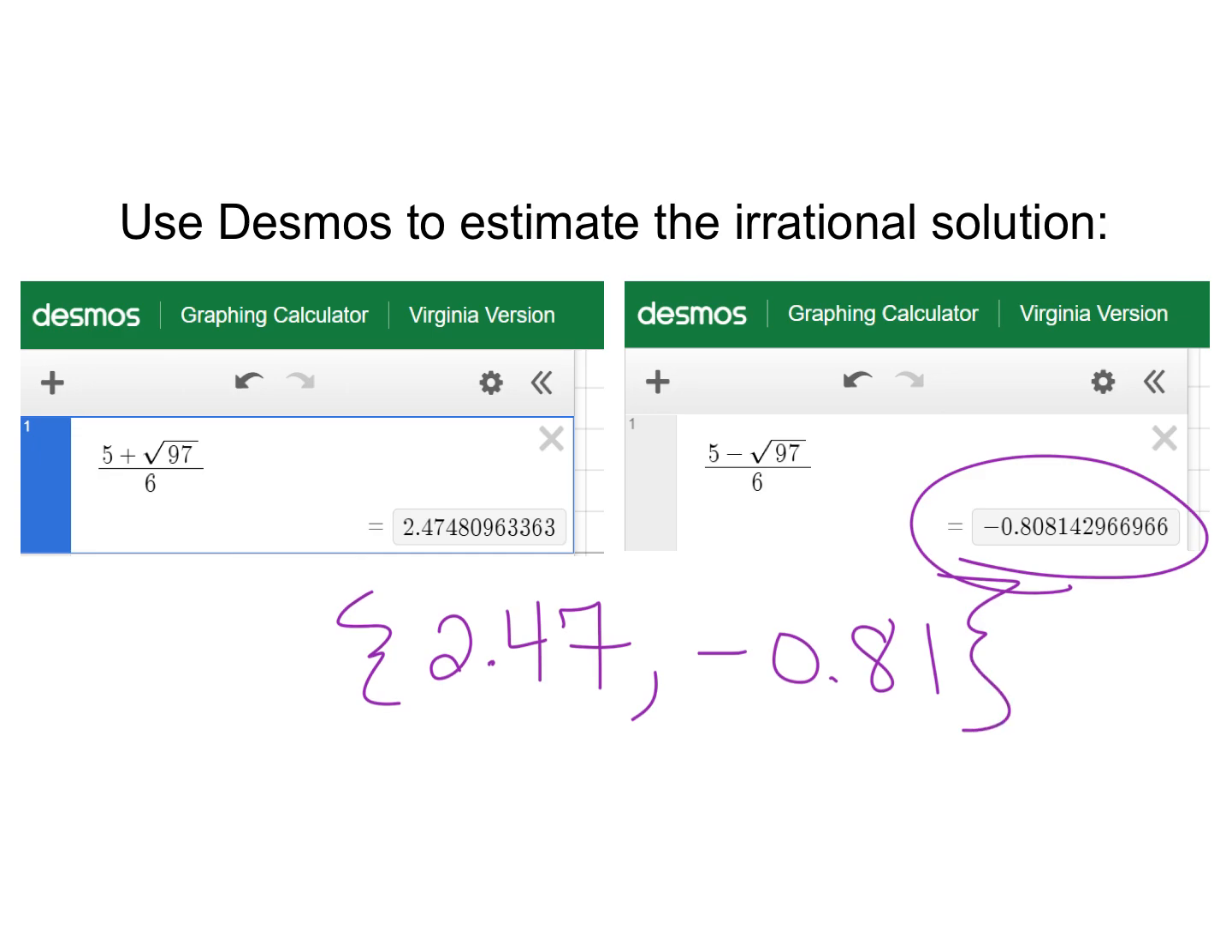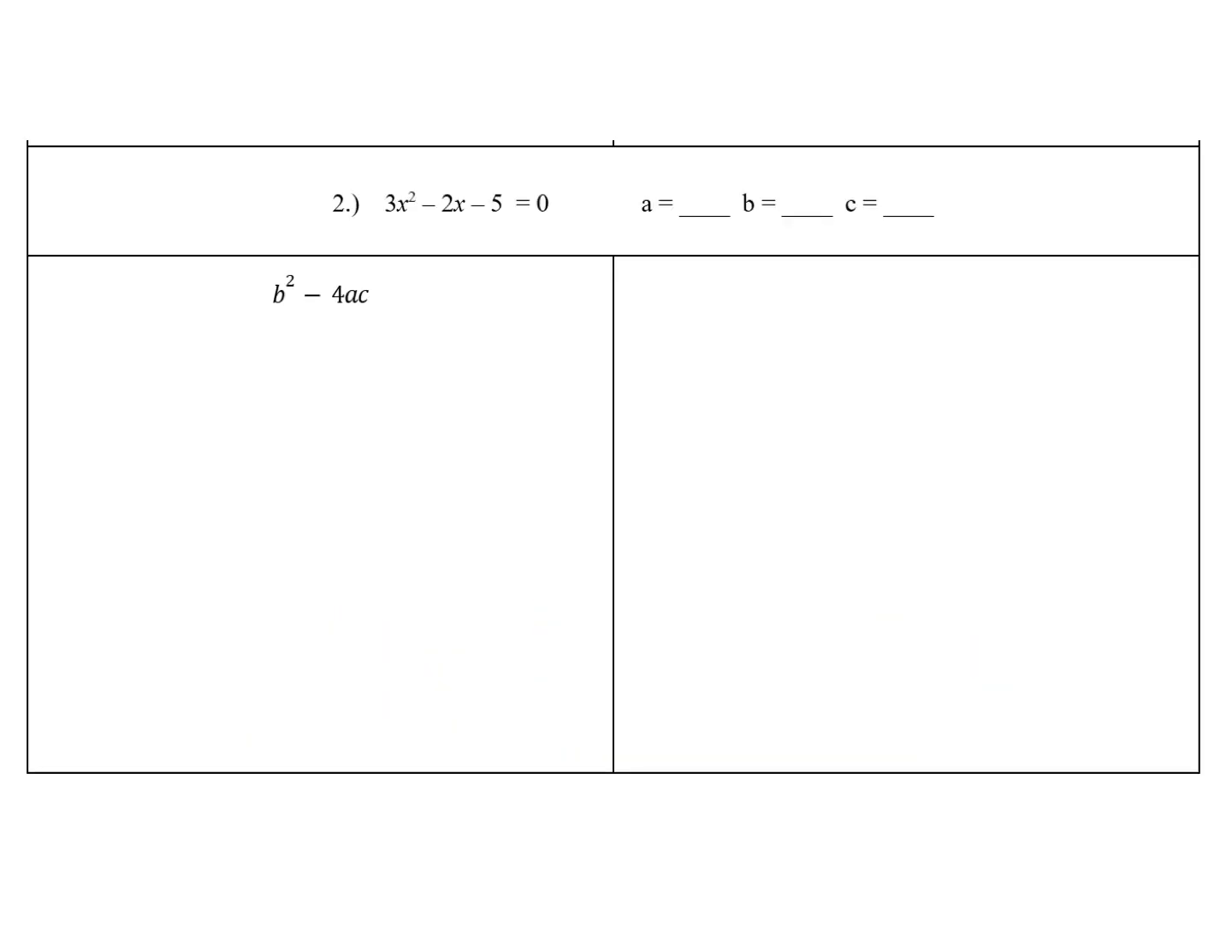So these are the estimated solutions. And so what this means is that we end up with two real and irrational solutions. So these are two real irrational solutions. So there's two answers for x, but it's impossible to get the exact answer because the square root of 97 is irrational. Now let's take a look at number 2.